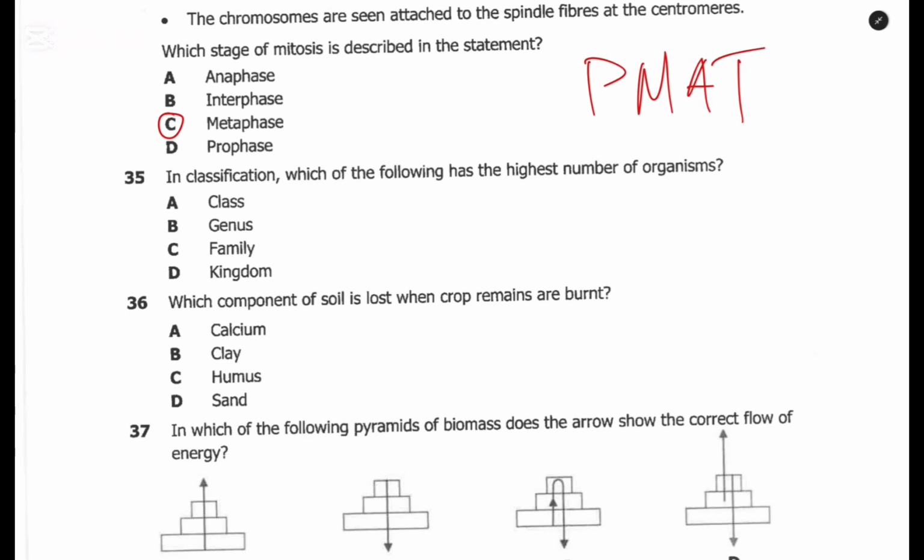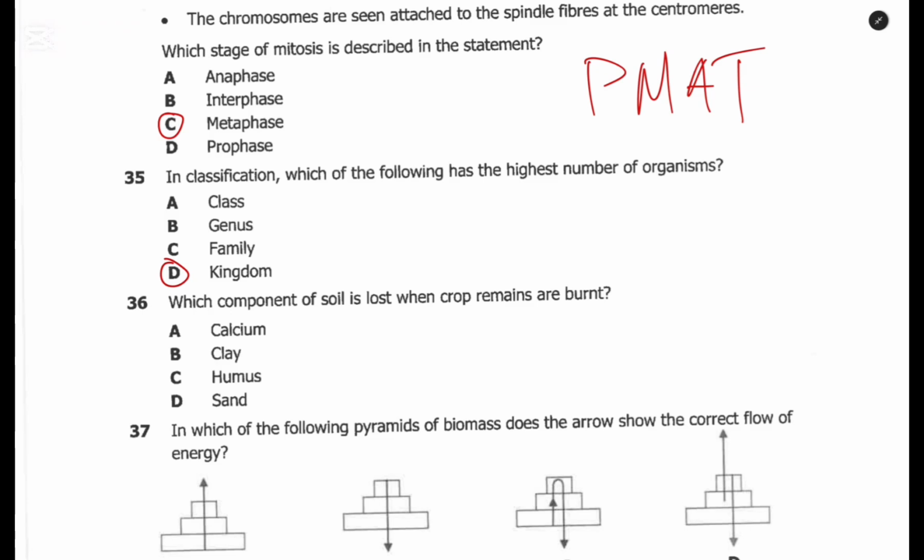Question 35. In classification, which of the following has the highest number of organisms? So the one that is on the top is the kingdom. Therefore the one that has a lot of organisms is the kingdom. Then these others are found down.